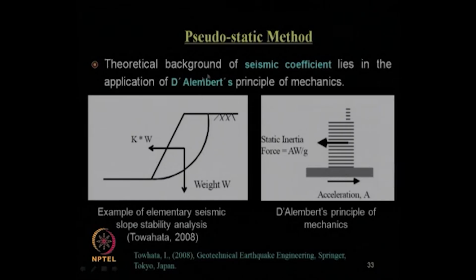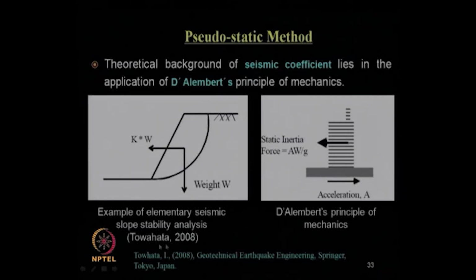The pseudostatic method was initially proposed by Terzaghi in 1950. After that, several researchers have worked on this very basic fundamental or simplified pseudostatic method, where just a coefficient is multiplied with respect to the failure mass to get the seismic inertia force.